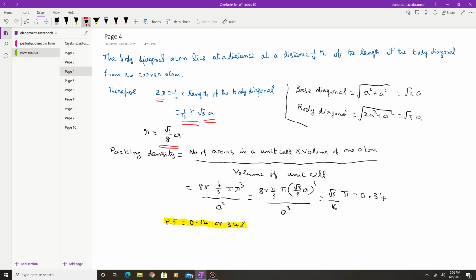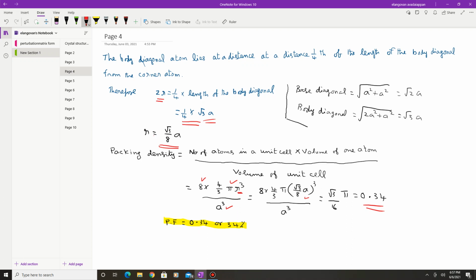So the number of atoms in the unit cell we have already calculated is 8, and the volume of one atom, if r is the radius of one atom, is 4 by 3 pi r cube, divided by the volume of the cell. Because each side is a, the volume of the cube is a cube. But here the r value is already calculated, root 3 by 8 a. So if we substitute here and simplify, we will get 0.34 or 34%.